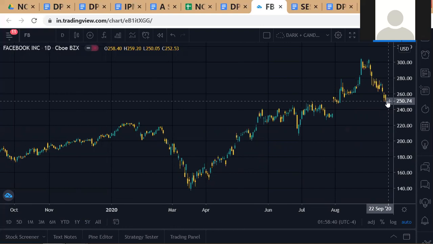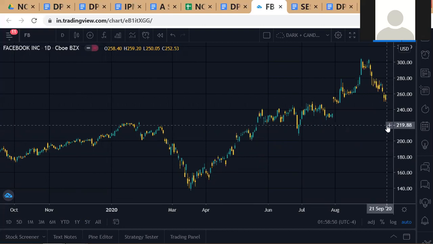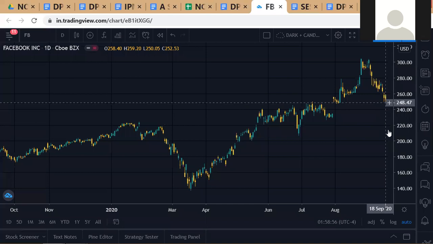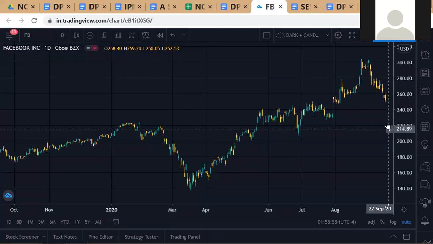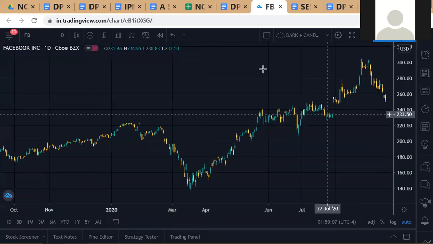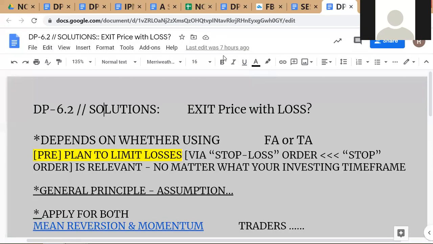Whether you're going to enter immediately at this point at the market using a market order, or do you think that it will come down maybe to 220 or something like that. If you think that, then you would not buy immediately, you would wait for it to decline. So you have two basic choices, which is to use a market order and enter immediately, or to use a limit order and enter at a more favorable price. So this is what we have laid out here in the DP5 solutions.